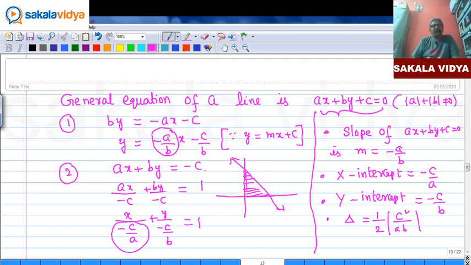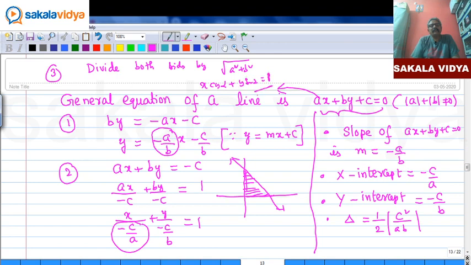One more thing, we can even write it in normal form also. How to convert to normal form: divide both sides by root of a square plus b square. Then this can be put in the form of x cos alpha plus y sin alpha is equal to p. Even we can write in the normal form also.